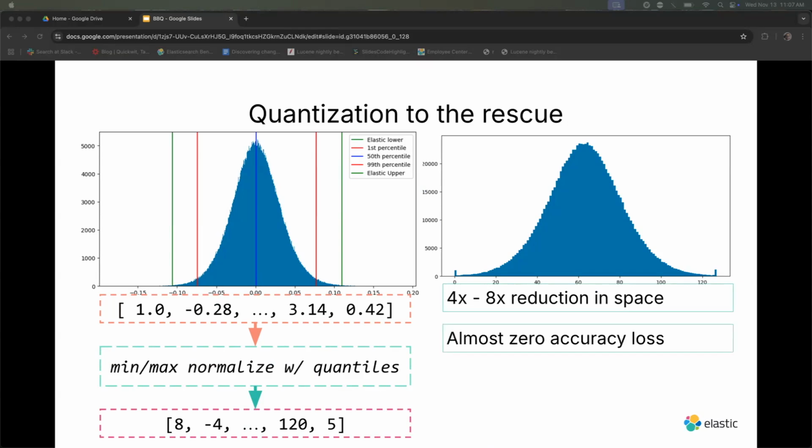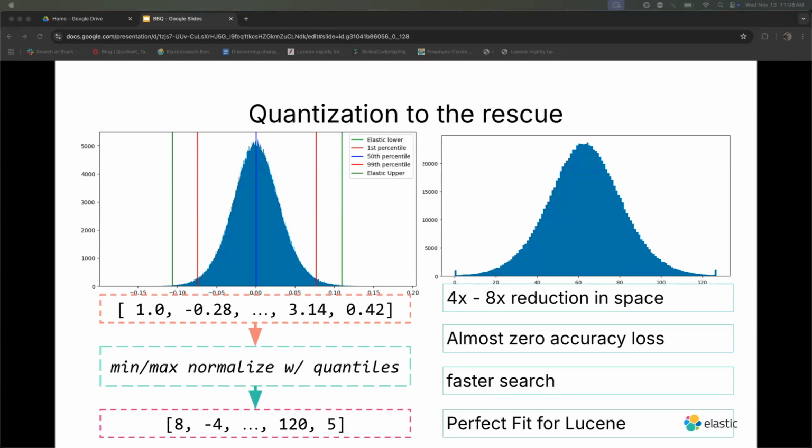The accuracy loss is very small. For int7, for brute force search, it's like maybe 5% recall loss, which honestly, grab me after the talk and I can talk about why I hate measuring recall. You really should measure accuracy in your search versus what you want to search for, not necessarily recall. And it allows faster search because there's fewer bytes to read off disk, fewer bytes to read on heap, fewer bytes to compare. And it's a perfect fit for Lucene.